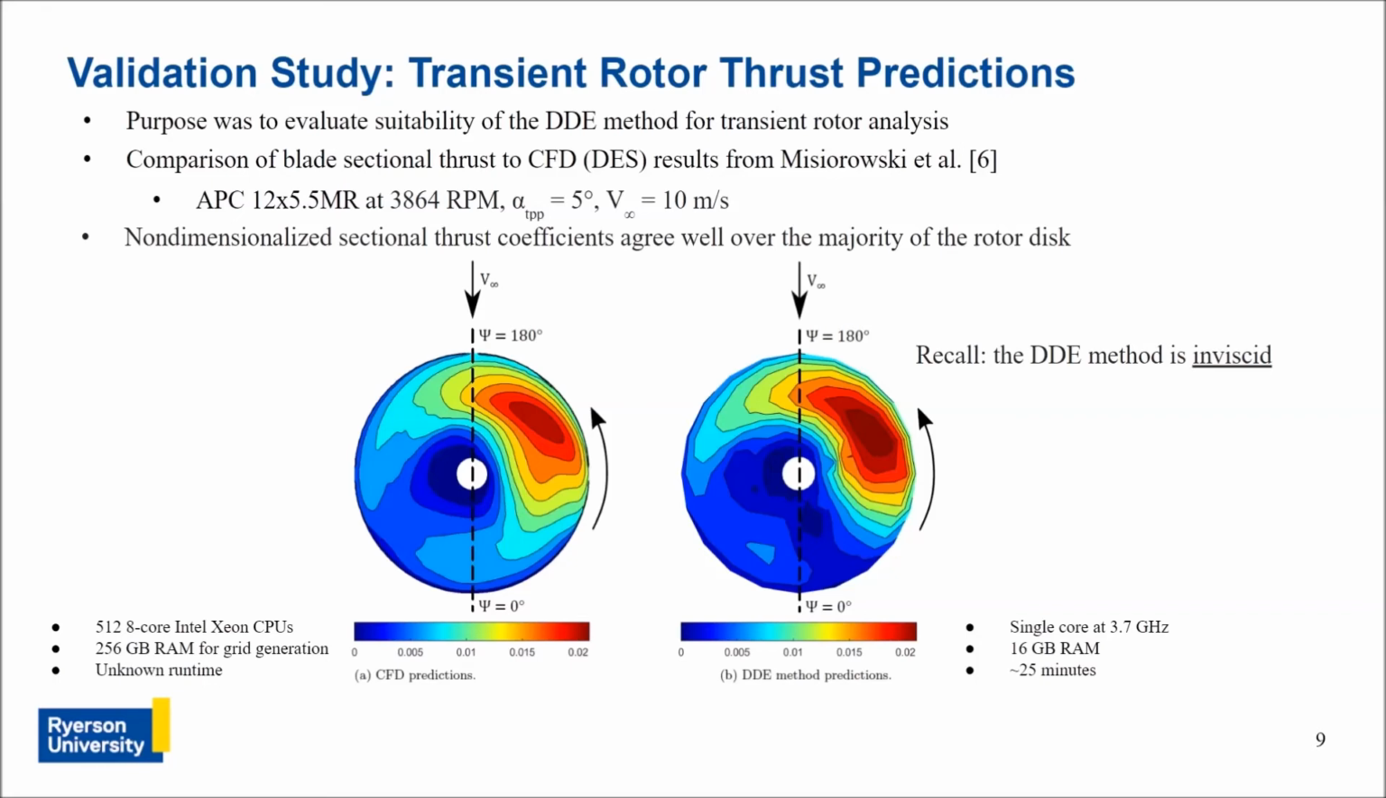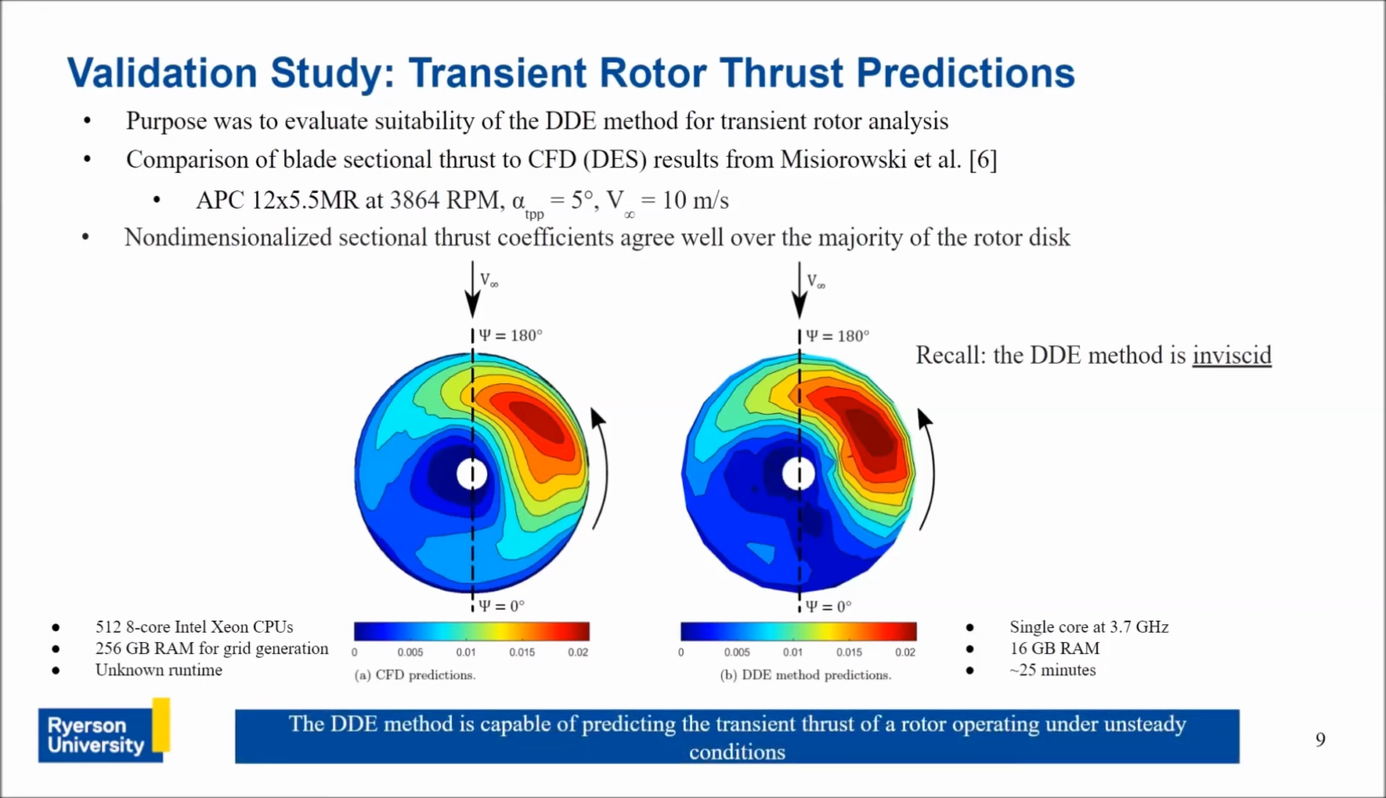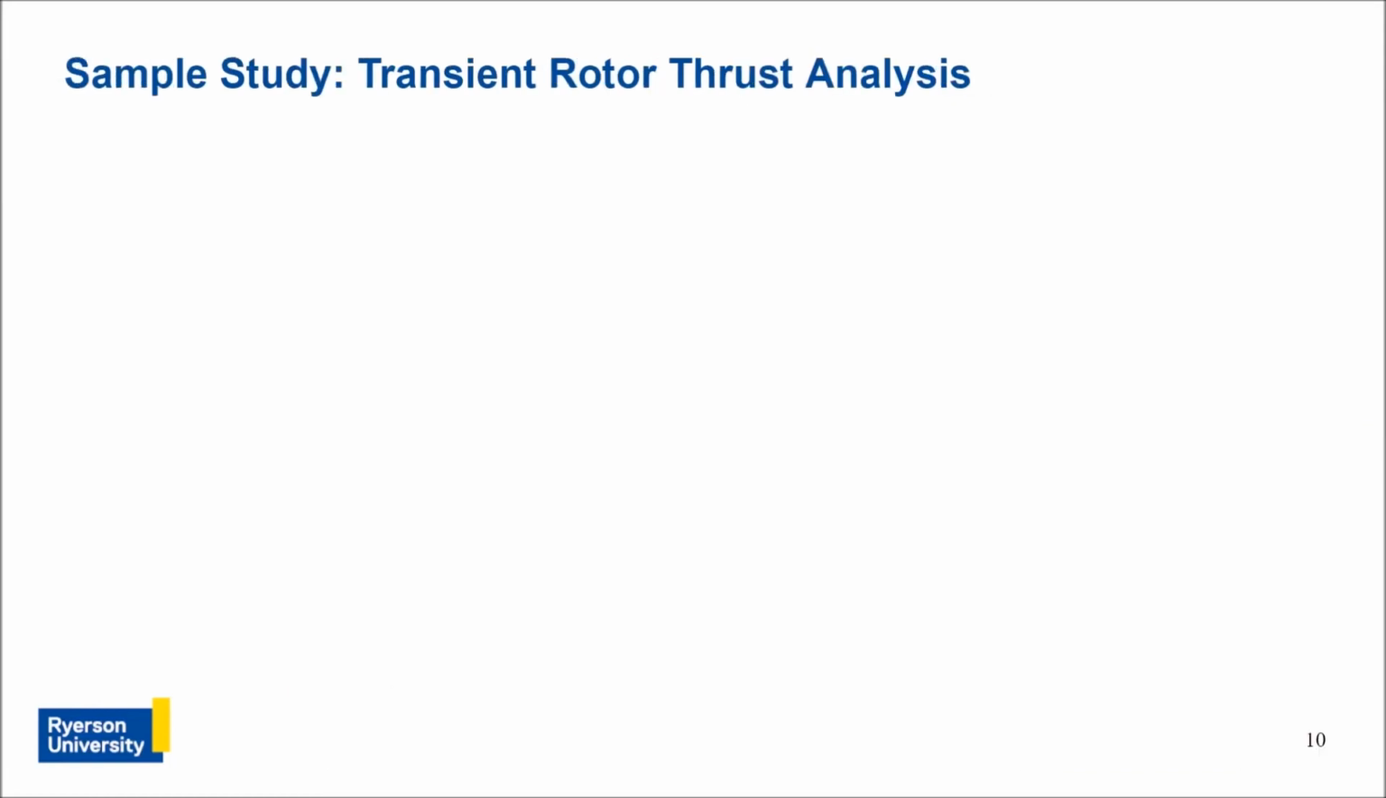This is the strength and the purpose of the method. So in summary, the DDE method is capable of predicting the transient thrust of a rotor operating under unsteady conditions. And with that, let's move on to a sample application of the DDE method.